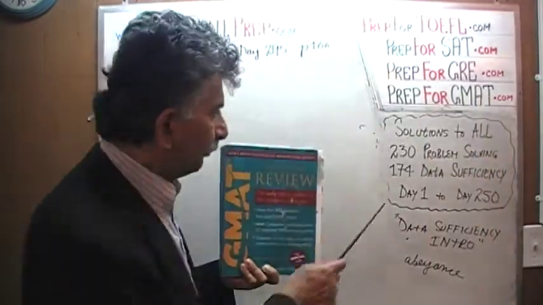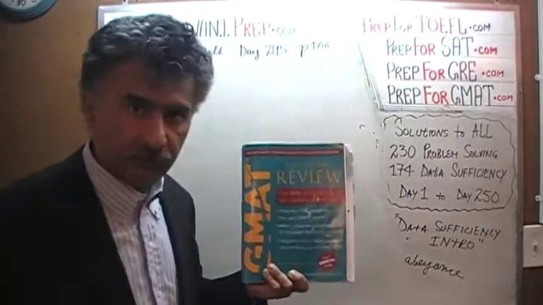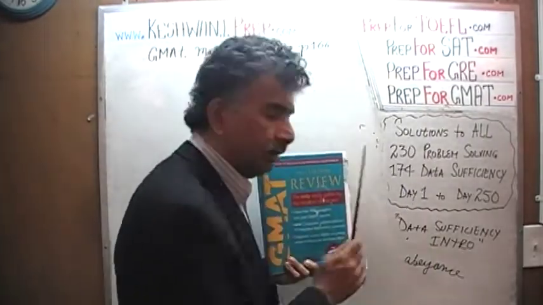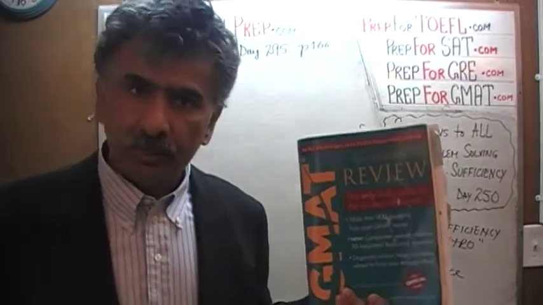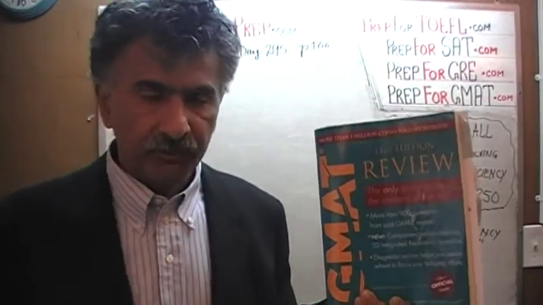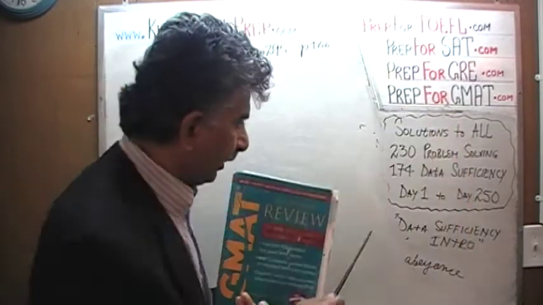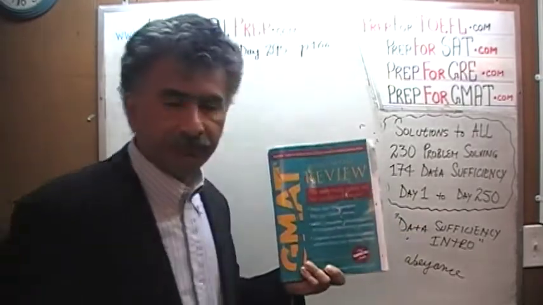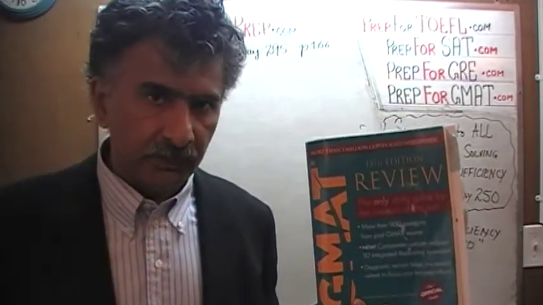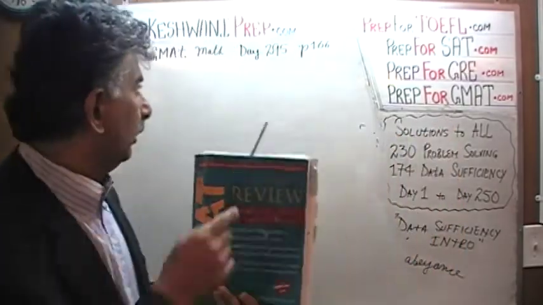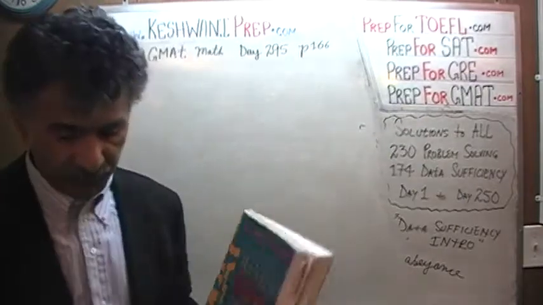The book contains 230 problem solving questions. It has 174 data sufficiency questions. We have already solved every single math problem from this book. If you're interested in watching any of the original solutions to the problems, you will find the original solutions from day number 1 through 250. Right now, we are in the process of redoing the problems, and we are on page number 166. Please turn to it.